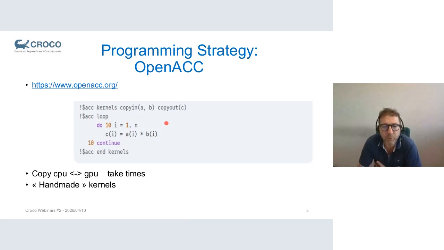We decided to use the OpenACC strategy to develop Croco for GPU. OpenACC is a directive-based programming model like OpenMP. It is very simple to use, and the first advantage is that we will have only one code for multiple architectures, and it works fine with NVIDIA, and AMD is on the road.